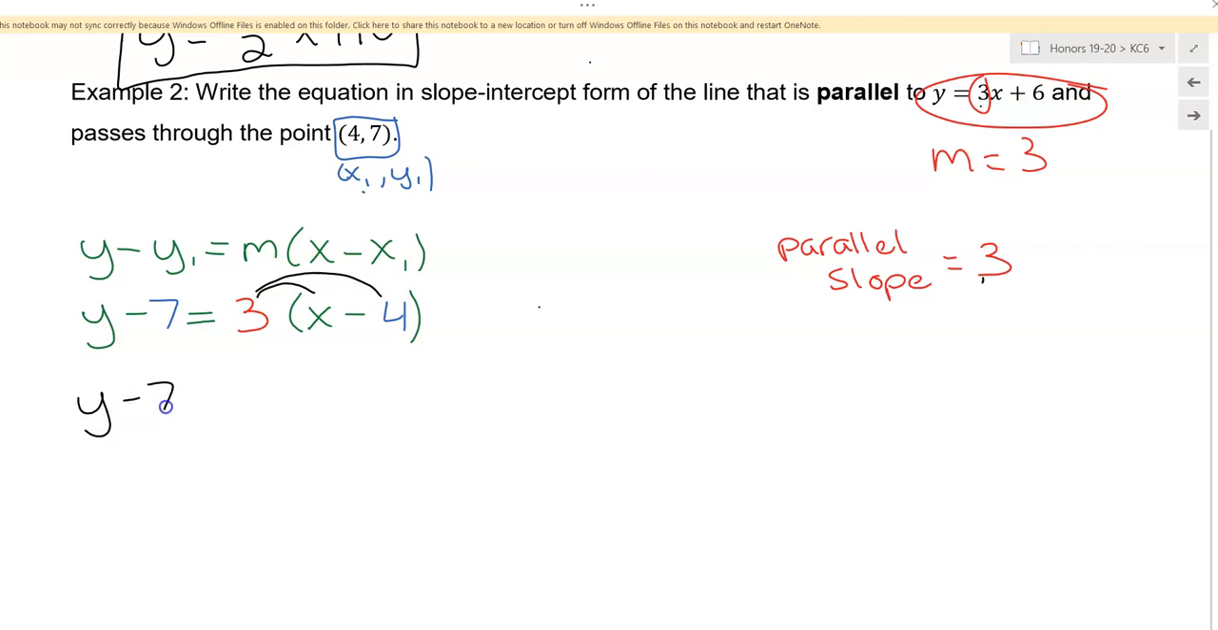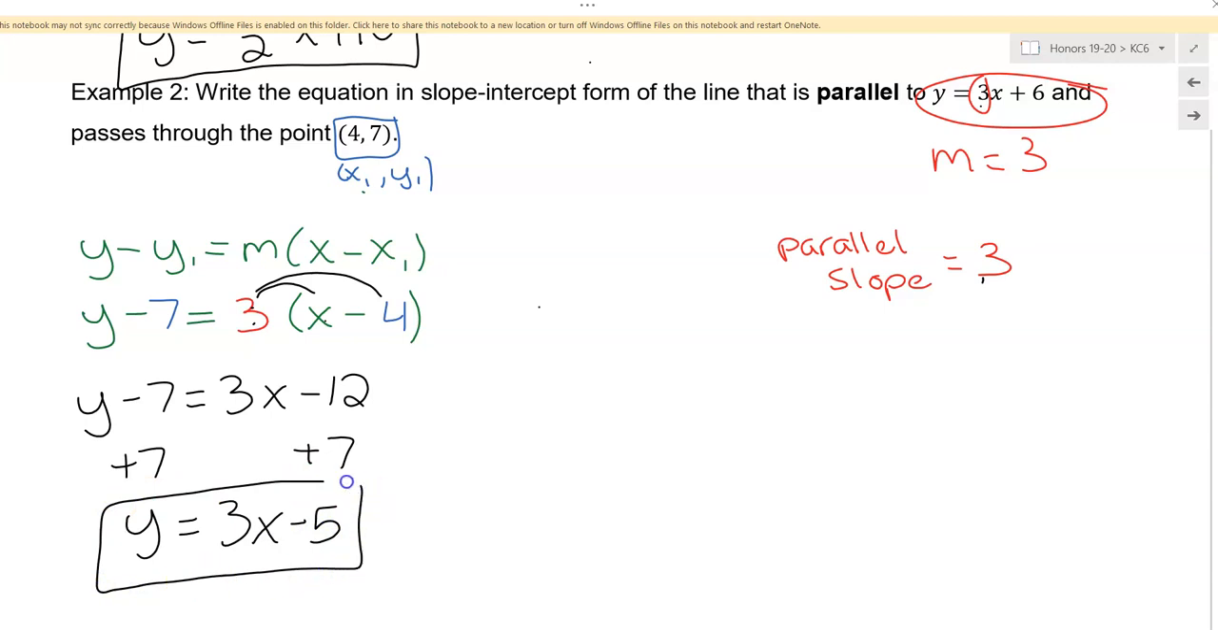I have y minus 7 equals 3x, and then 3 times negative 4 is minus 12. I'm going to add 7 to both sides. Negative 12 plus 7, I believe, is negative 5. There's my equation, y equals 3x minus 5. All right, moving on.